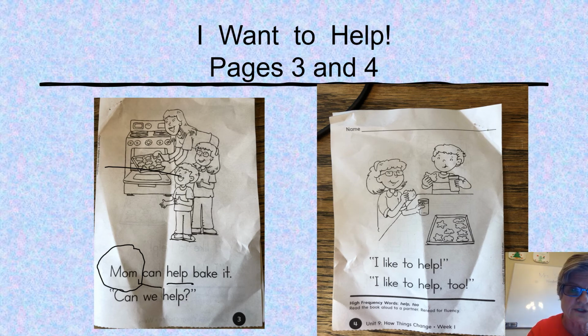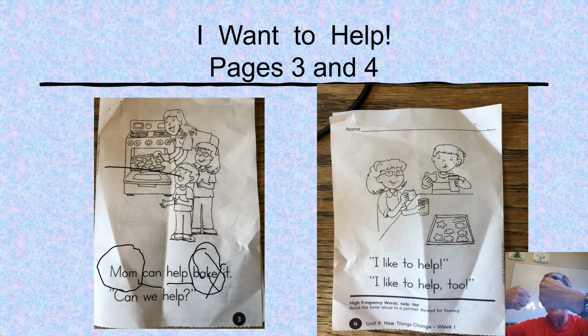So I will circle it. It has an A in the middle and an E at the end. So we cross out the E. And the E gives magic power to the A. So the A will say its name. So let's go. Bake. Bake.